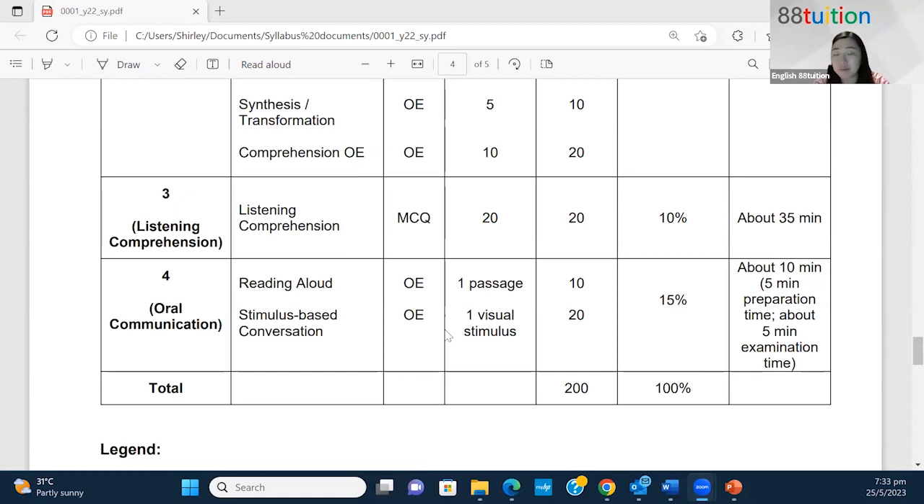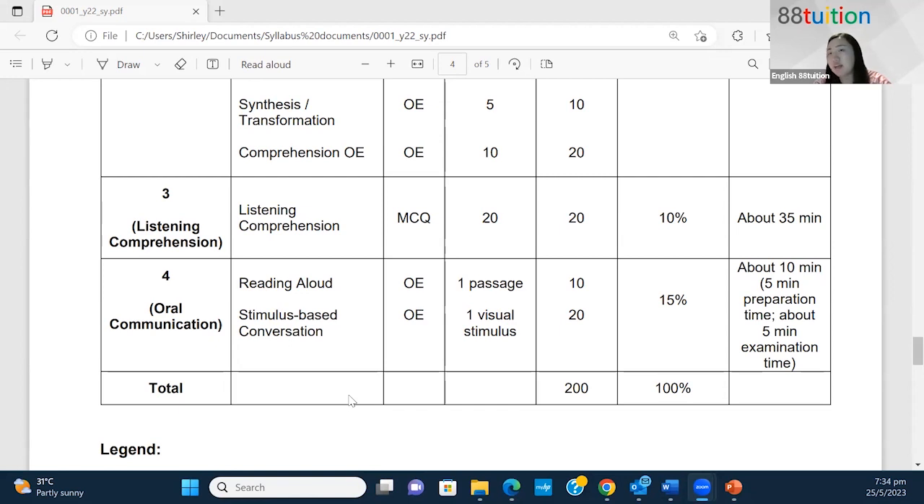5 minutes preparation time and 5 minutes examination time. Usually they will not exceed 5 minutes. So you really have to seize the opportunity and really strike a conversation with your examiner as much as possible, because examiners will not want to hold you back for longer than 5 minutes, as they have many other candidates that they have to examine. So in this case, be very strategic about it.